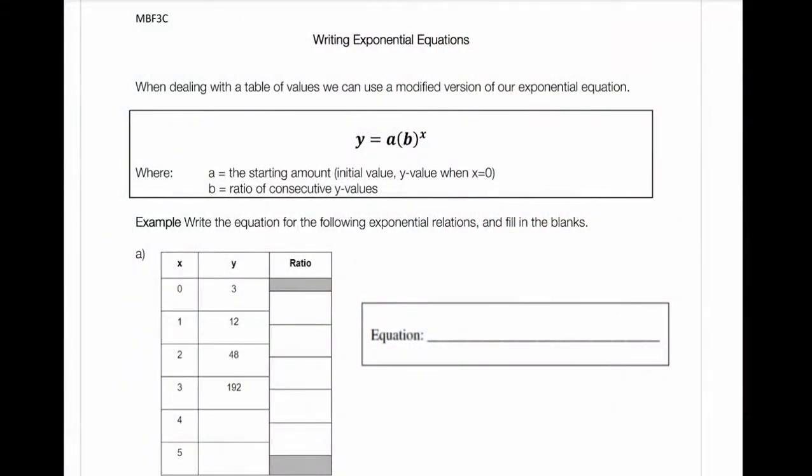In today's note, we are going to look at writing exponential equations. So we're going to look at examples where we're given tables of values and we have to come up with the exponential equation. In the previous examples, when we looked at exponential growth and exponential decay, we had to come up with the equation based on word scenarios or actual text. Here, what we're going to look at is given tables of values.